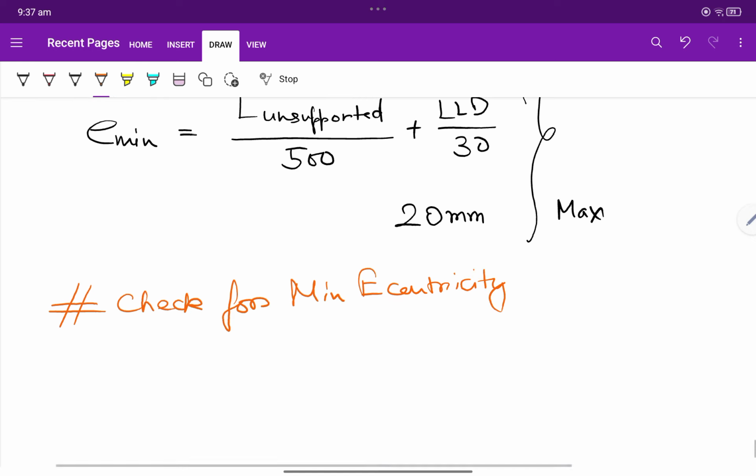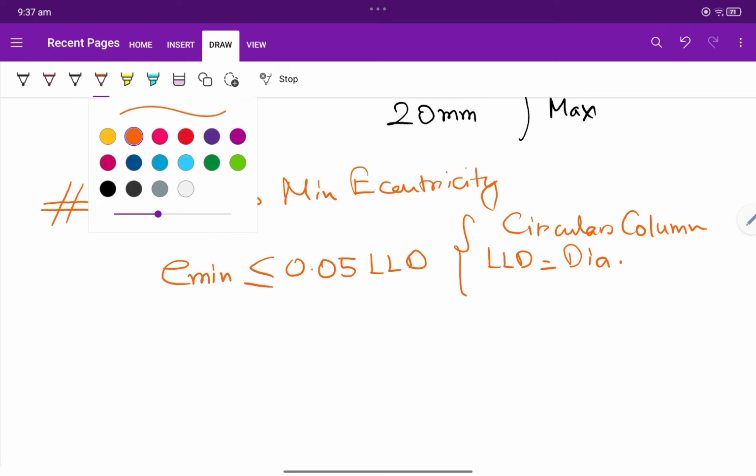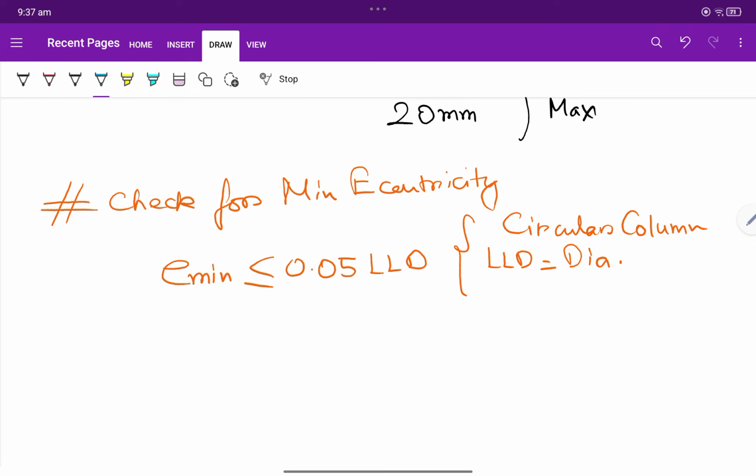So what is the check? We previously know that e minimum should be less than or equal to 0.05 LLD. Here for a circular column, LLD is equal to the diameter. So now we will see the next step, which is calculation of the longitudinal reinforcement or the load carrying capacity.